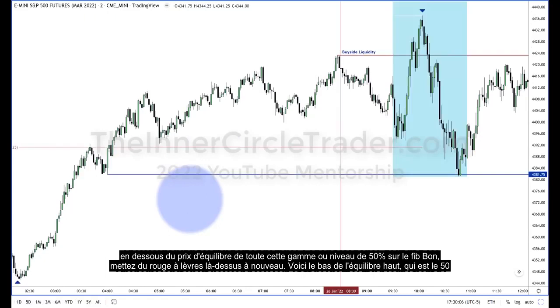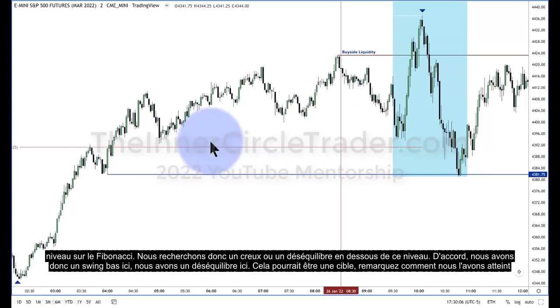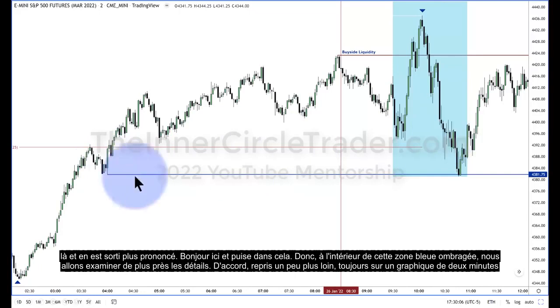Okay, put some lipstick on this. Again, here's the low and the high, equilibrium, which is a 50 level on the Fibonacci. So we're looking for a low or an imbalance below this level. Okay, so we have a swing low here. We have an imbalance here. That could be a target. Notice how we hit it there and came off of it. More pronounced low here. And draws down into that. So inside this shaded blue area, we're going to take a closer look at the details.